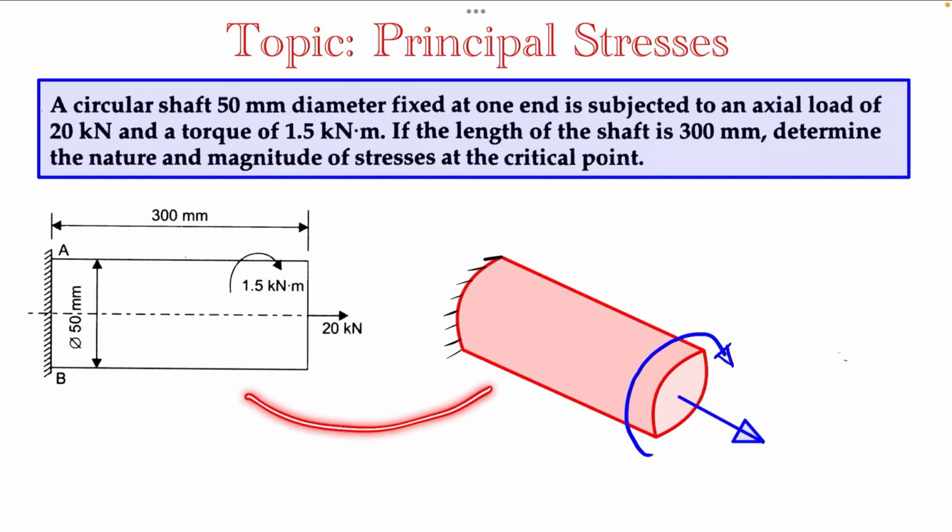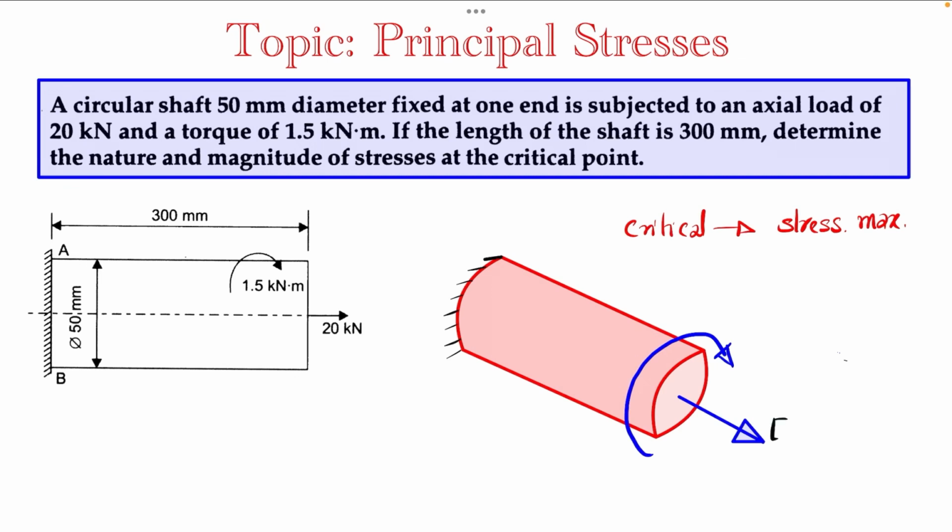Here I have drawn this member in 3D, and I have marked these forces. One axial force is acting and another torque is acting. Critical point means where the stress is maximum, so we need to identify the critical point within this member. For that, we need to find the critical section. Section is the one where the effect of load is maximum, and the critical point or element is the location where stress is maximum. Here we are applying two loads.